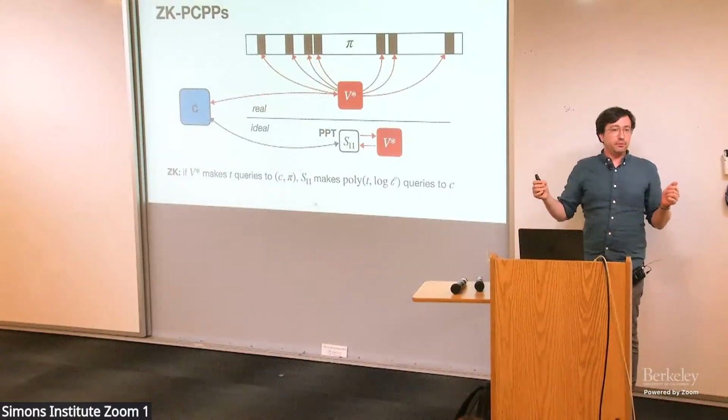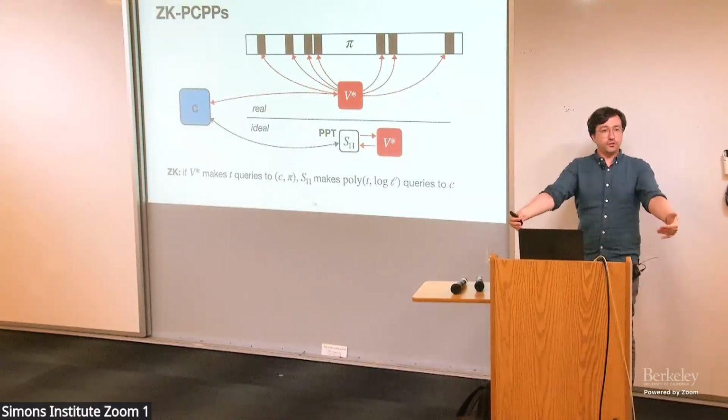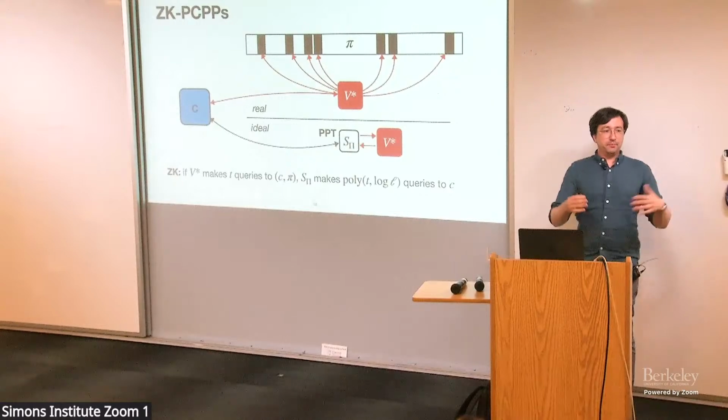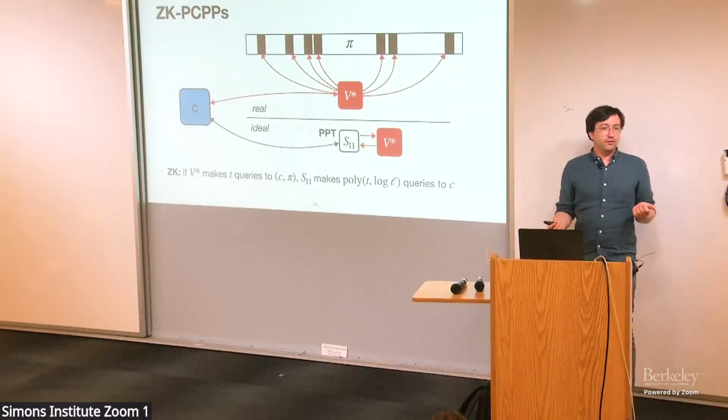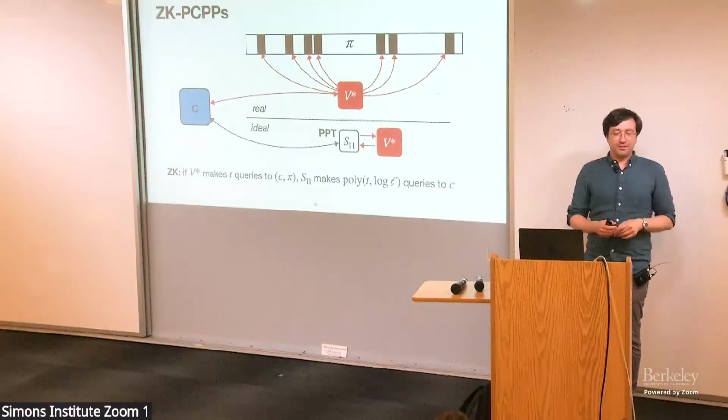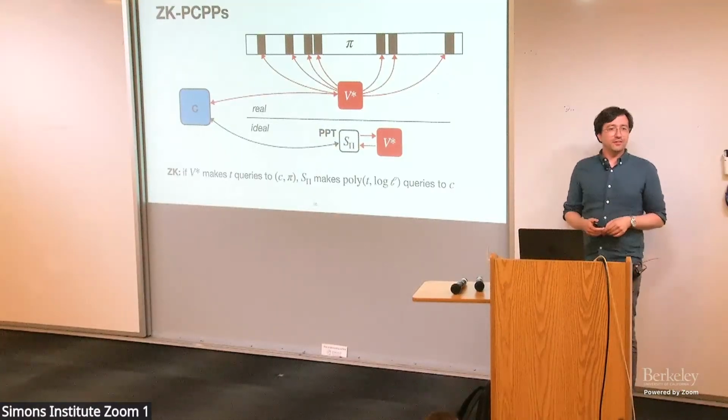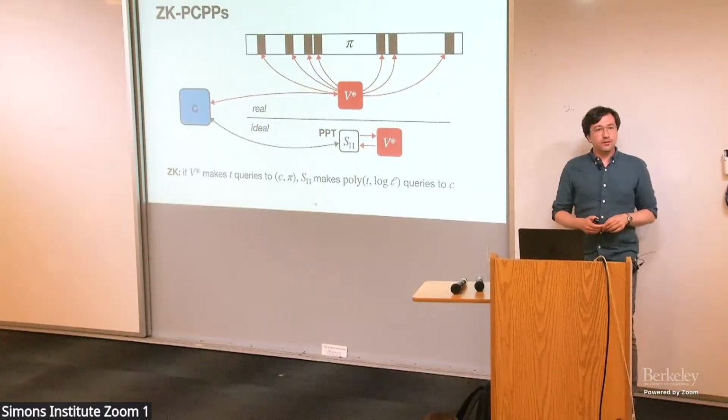So this C is in the end going to be part of the PCP string, right? So in the final construction, it will be part of the PCP string, and so V star will only have oracle access to it. It's by the way that the PCP guarantee works. That's the model. Does that make sense?